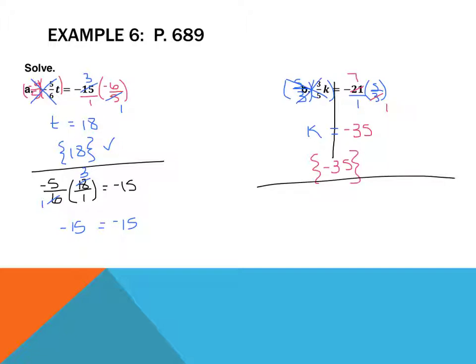Okay, then we'll check it. It's 3/5 times negative 35 over 1 equals negative 21. We can cross-reduce, so 5 goes into 5 once, and 5 into 35 7 times, so 3 times negative 7 is negative 21.